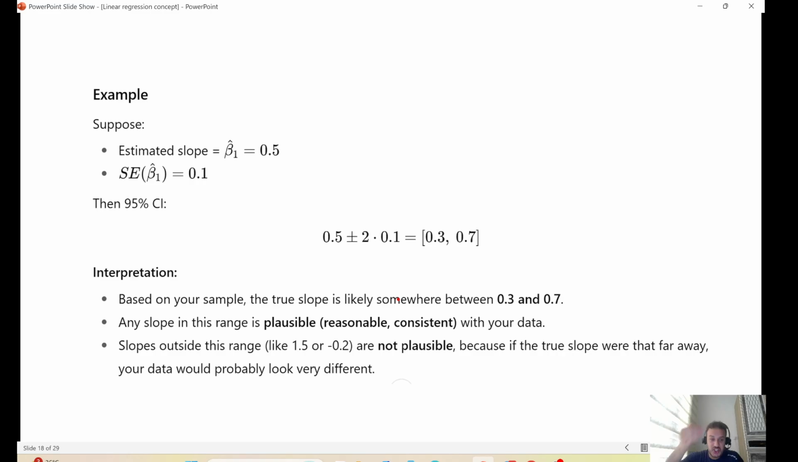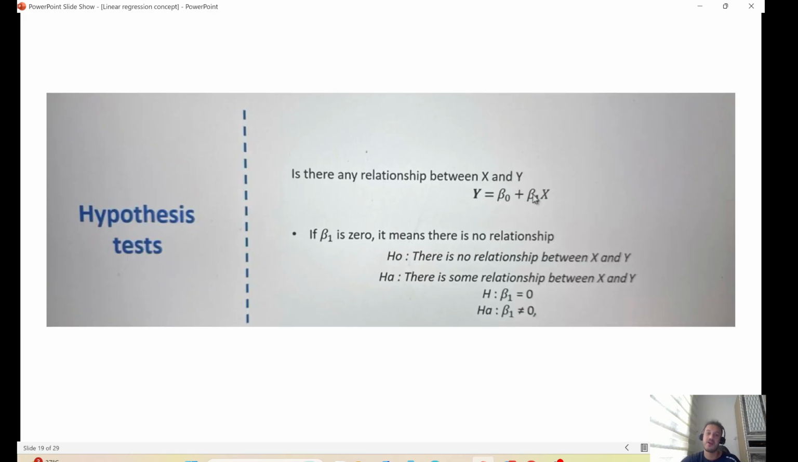So there is a 95% chance that the true value is within this interval. Based on your sample, the true slope is likely somewhere between 0.3 and 0.7. Any slope in this range is plausible, reasonable, and consistent with your data. Any slope outside this range, like 1.5 or 2, is not plausible because the true slope would be far away. I hope this makes sense.